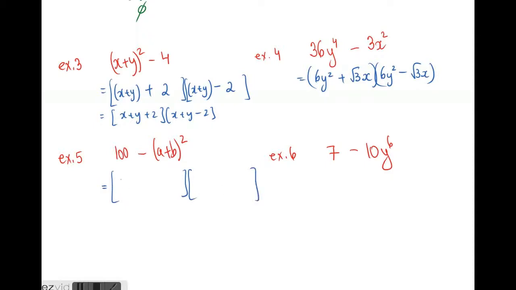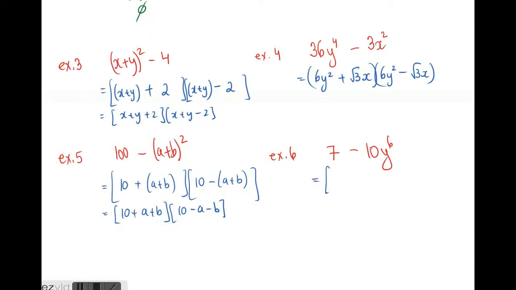We're going to set up two brackets. Square root of 100 is 10. Square root of a plus b all squared would be just a plus b. This time when you're removing the parentheses in the brackets, the first one doesn't have anything multiplied to it, so you could just remove it. So 10 plus a plus b is first bracket. But the second one, we have a negative that we have to multiply through. So it's 10 minus a minus b.